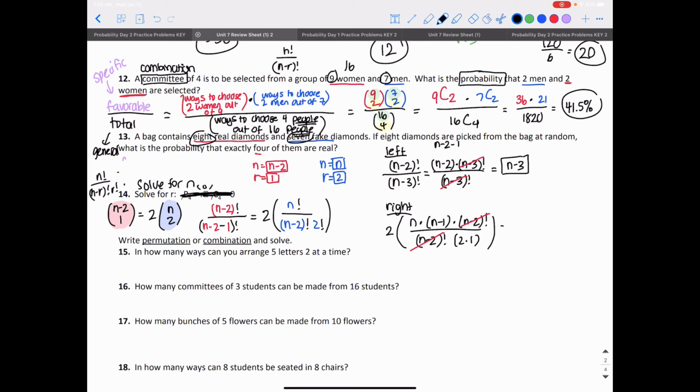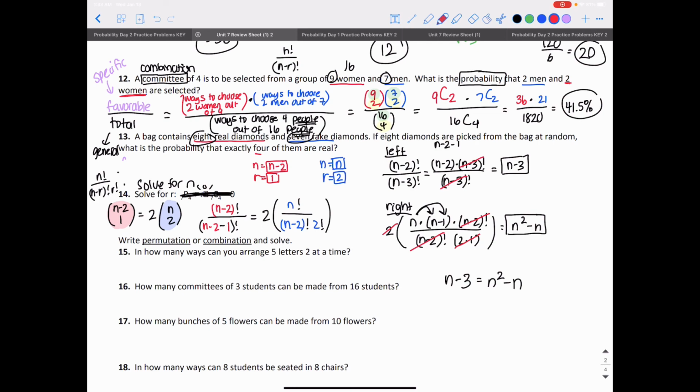And I'm going to be left with 2. Well, and now I can also cancel out the 2. So this is going to be 2, and this is 2. So I'm left with just n times n minus 1, which is n times n, n times negative 1, is n squared minus n. So this is what I have on the right-hand side. I'll have n minus 3, that's the left, is equal to n squared minus n on the right.